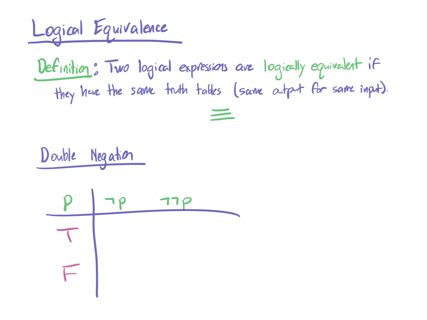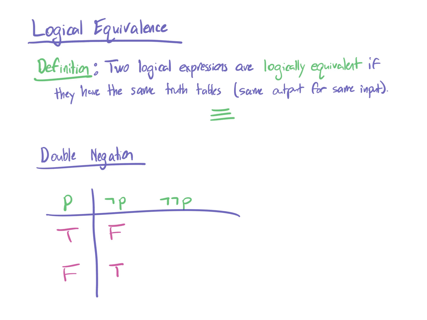So let's jump right in and do an example here with the double negation property. What I'm going to do is start with a single logical proposition P, and I'm going to start by negating P. So when P is true, not P is false, and when P is false, not P is true.